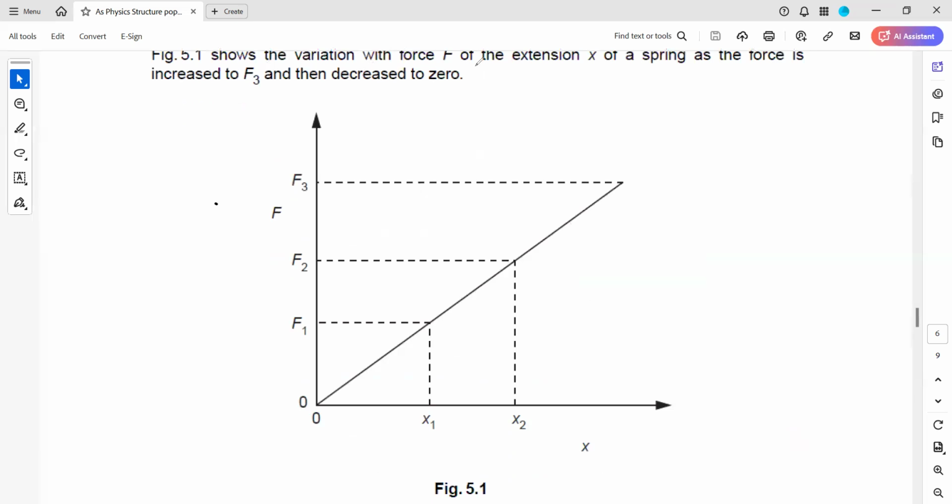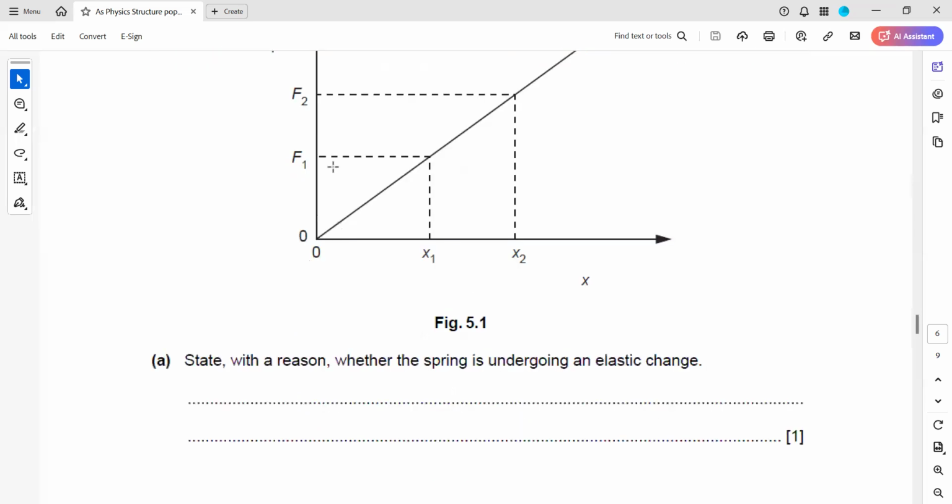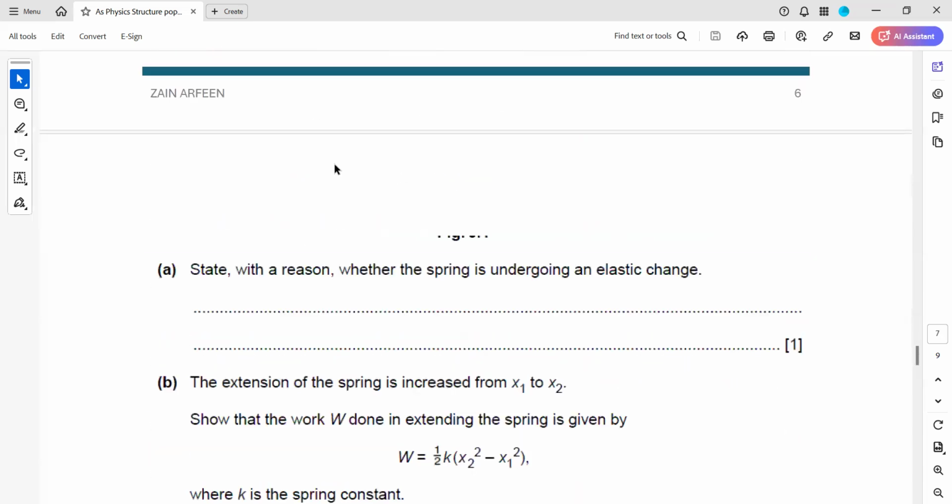Figure 5.1 shows the variation of force as a spring force is increased and then decreased to zero. So when we increase and then decrease to zero, we return back to the origin. If it was a plastic deformation, then it would not return to the origin. Because in plastic deformation the object is deformed, so even with no force, it will have some extension. But in elastic deformation, when the force is removed, the extension is zero. So this is an elastic deformation, not a plastic deformation.